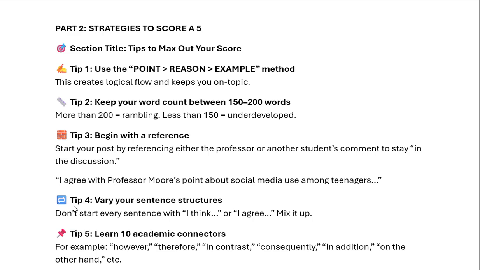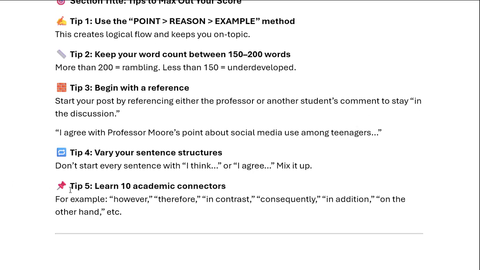Tip number 4, vary your sentence structures. Don't start every sentence with I think or I agree. Mix it up. Tip 5, learn 10 academic connectors. Here are some examples: however, therefore, in contrast, consequently, in addition, on the other hand, and so on. By using these connectors, which we call transition words in academic writing, it makes it easier for readers to understand the organization of your ideas. And it's easier for the iBT human raters to give you a higher score.